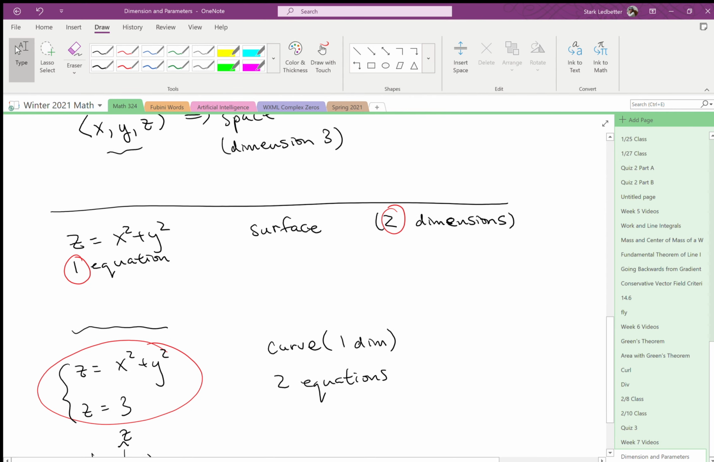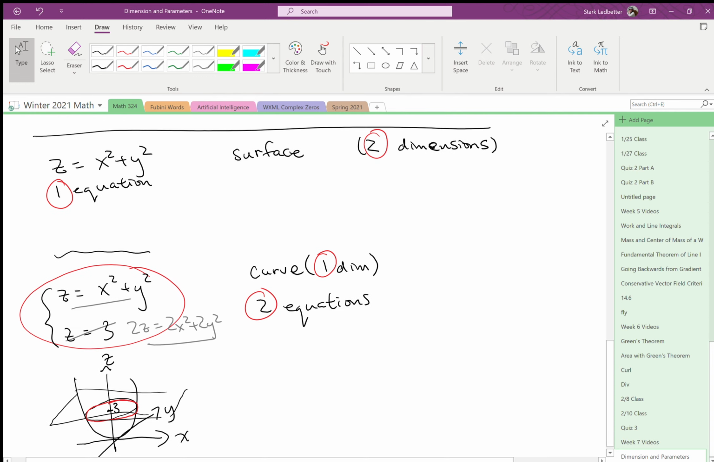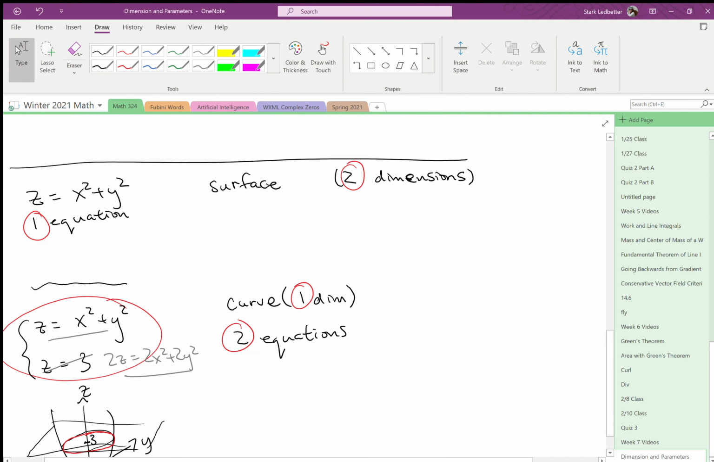So here's a general rule. Again, there are special cases where this isn't always true. For example, here's a silly one. What if my second equation was 2z equals 2x squared plus 2y squared? I've tried to make it look different, but this is really the same surface as the original. So now the intersection of the 2 things is a surface and not a curve. So now we have the wrong number of dimensions.